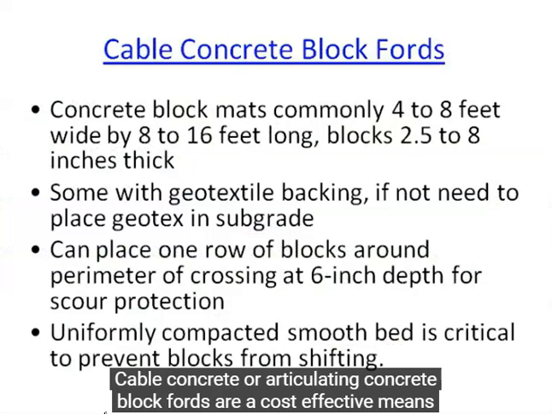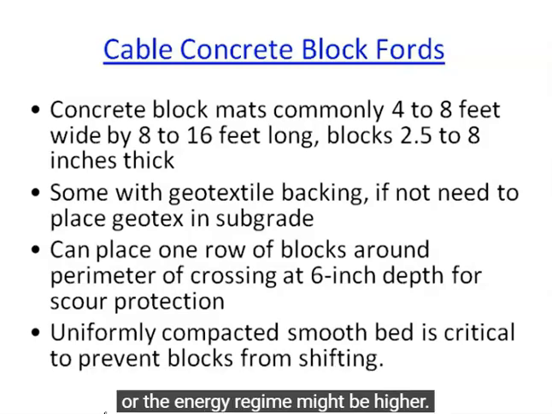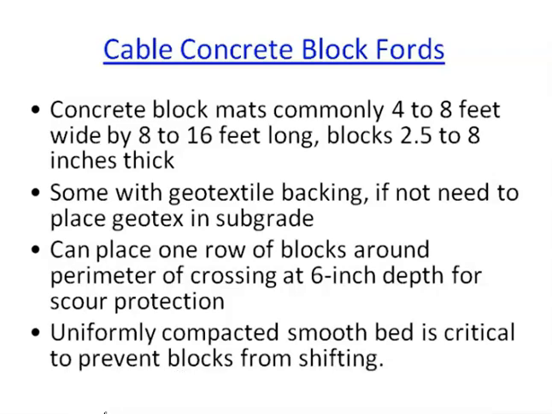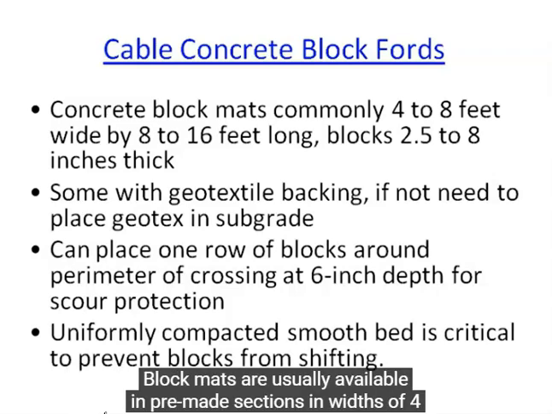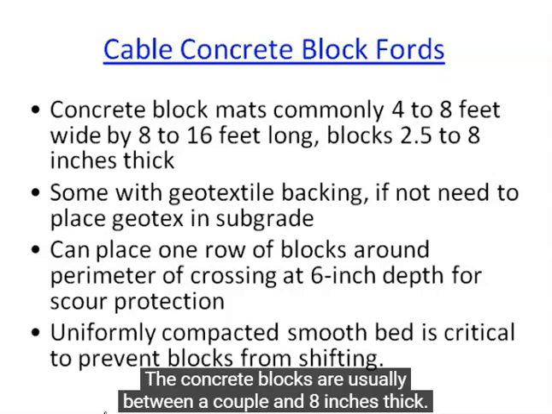So cable concrete or articulating concrete block fords are a cost-effective means to improve a stream crossing in situations where traffic volume, average load sizes, or the energy regime might be higher. They're usually made of 1-foot square concrete blocks connected to each other with light cable. Block mats are usually available in pre-made sections in widths of 4 to 8 feet and lengths from 8 to 16 feet. The concrete blocks are usually between a couple and 8 inches thick.